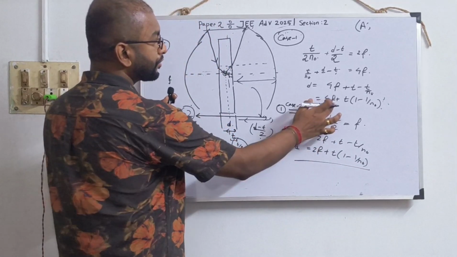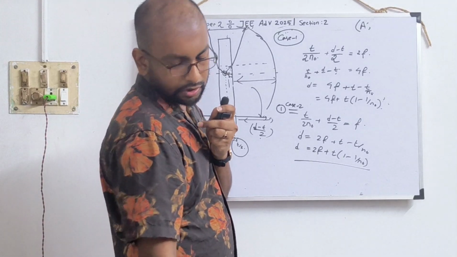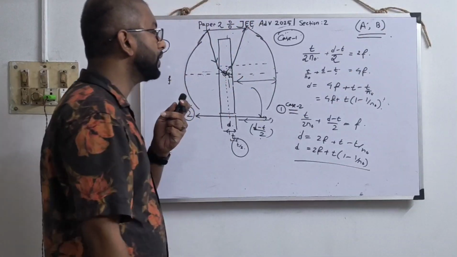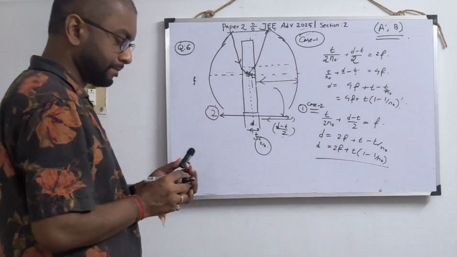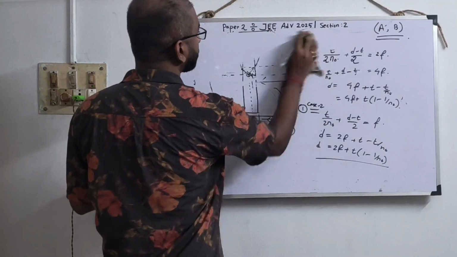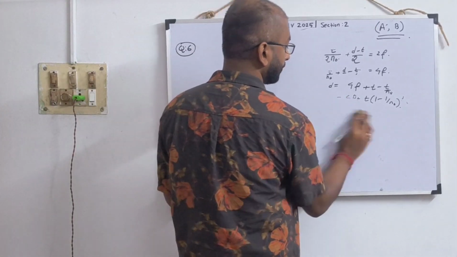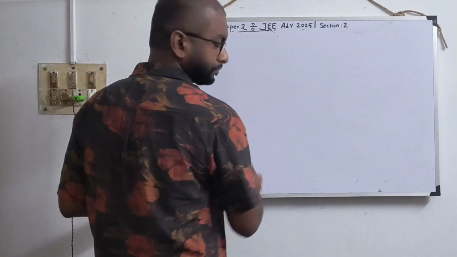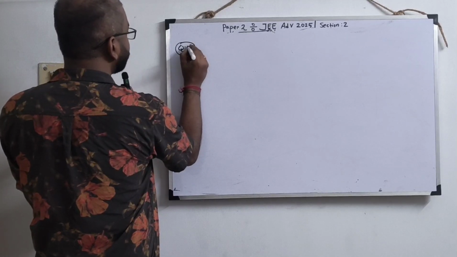So one option is this one, that is option A, and another option is option B. Yes, it is matching with option B. So two options are correct, A and B. So let us see question number 7.